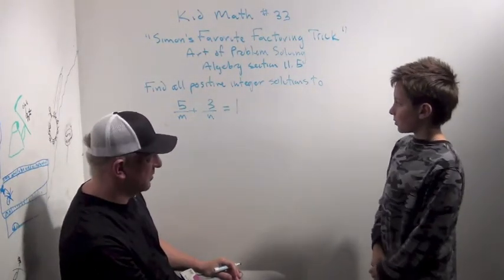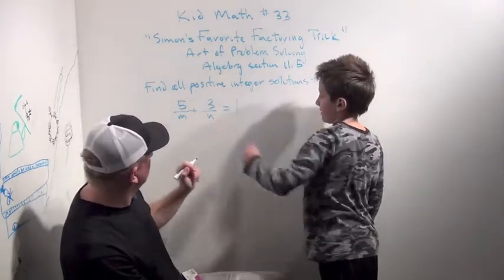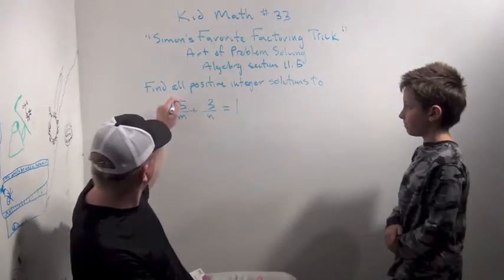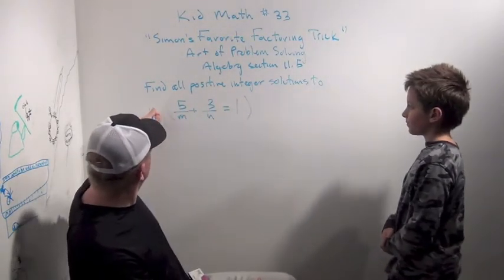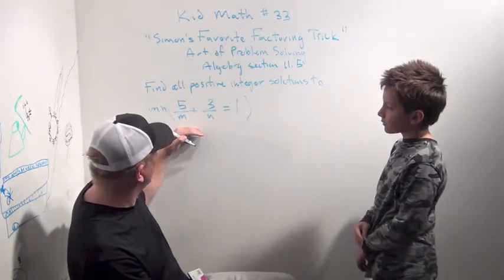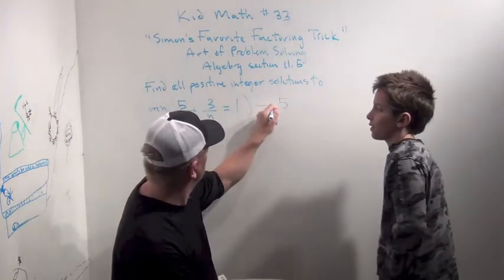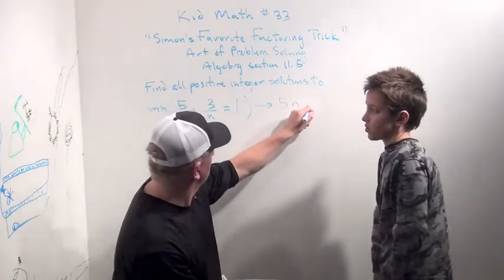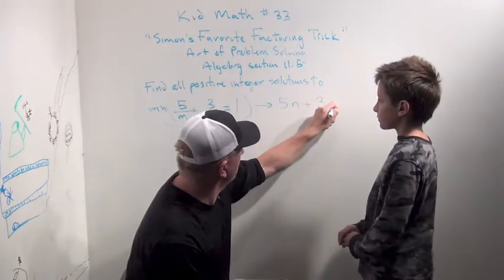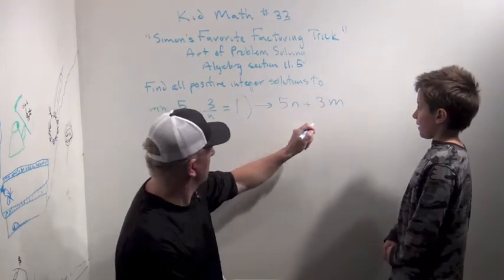So what do we do? Multiply the whole thing by mn. We multiply the whole thing by mn. Okay, and what do we get now when we multiply everything by mn? We'll get 5n plus 3m equals mn.